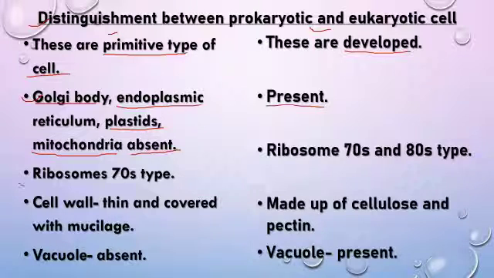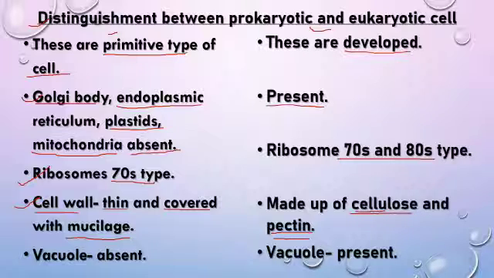Next one is the ribosomes. In the prokaryotic cells, ribosomes are found of the 70S type. And in the eukaryotic cells, ribosomes are found of the 70S and also 80S type. And the next one is the cell wall. In the prokaryotic cells, the cell wall is thin and covered with mucilage. But in the eukaryotic cells, the cell wall is made of cellulose and pectin.